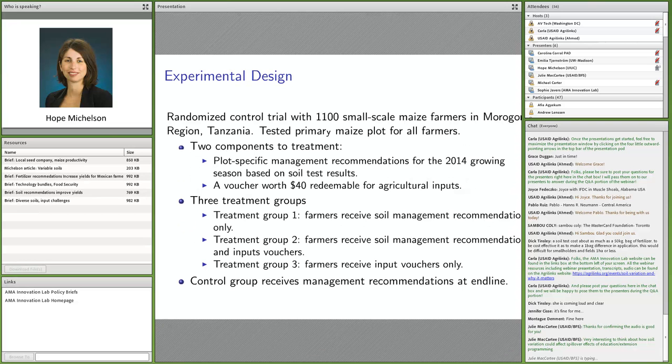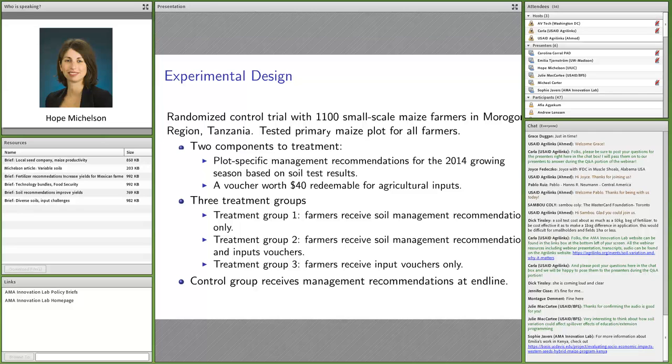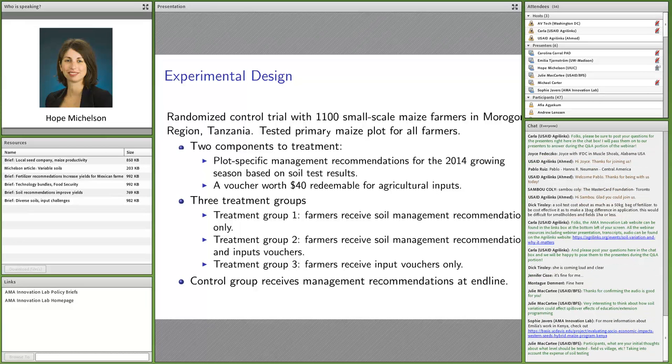So just to explain the experiment that we're doing before I show you any of the results. We're working in eastern Tanzania in Morogoro, and we tested the primary maize plots for 1,100 small-scale maize farmers. We randomly selected the villages, and there are two components to the treatment. There's a plot-specific management recommendation: we tested their primary maize plot, and I'll tell you how we did that on the next slide, and then we had management recommendations based on those test results. And there's also a voucher worth $40, redeemable for agricultural inputs. That is the amount it costs to buy the inputs currently recommended by the government for maize production in that region for half of an acre. That's how that number came about.